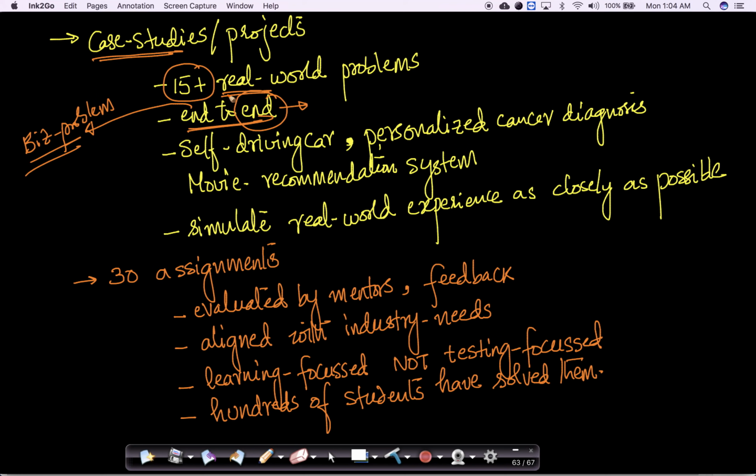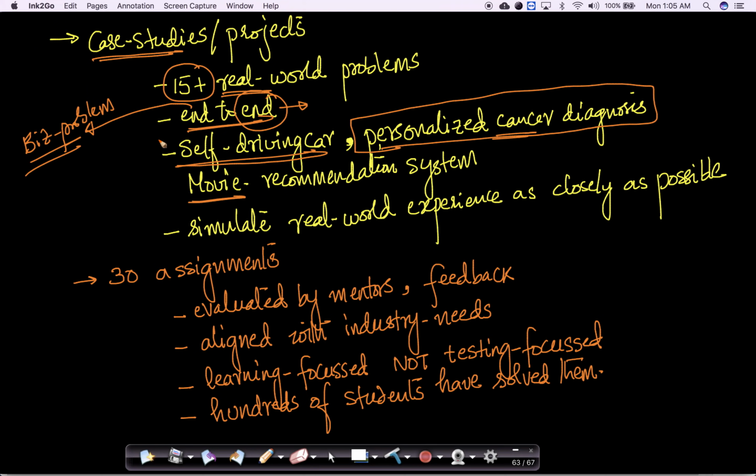And that's what is very, very important if you want to be a successful machine learning engineer or a data scientist. Some of the case studies, just to give you a flavor of these case studies, we actually teach you how to build a self-driving car. We teach you how to build a cancer diagnosis system, or a personalized cancer diagnosis system using your genetic information. Similarly, we teach you how movie recommendation happens on Netflix, on YouTube, etc.